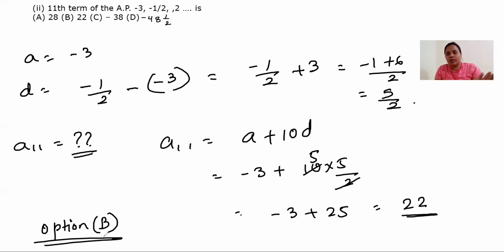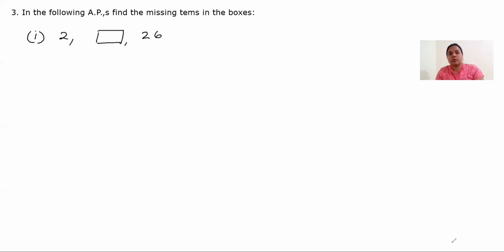So when we solve the first question and the second one, you must have understood now how to find A, how to find D, how to find the number of terms, how to find the nth term. So keep these things in mind, because as we move ahead in the exercise, the questions will get complicated. So these are the basic questions which you should understand properly. Let's move to the third question.